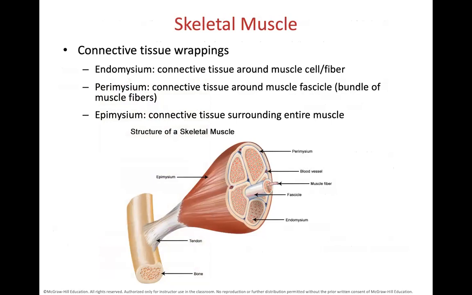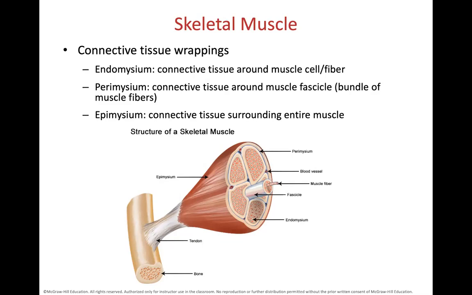Oh, right, the connective tissue wrappings. So just like on bone tissue, there was the periosteum and the endosteum, those protective wrappings around different parts of the bone. Skeletal muscle has that as well. There are 3 different levels at different stages of the hierarchy that I just talked about.